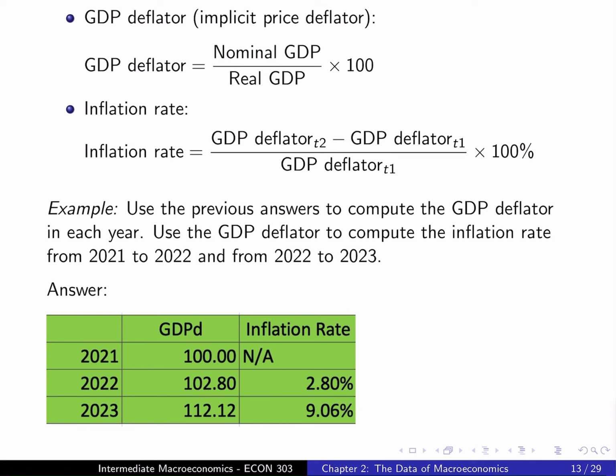Now let's calculate the inflation rate between 2022 and 2023. So we take 112.12 minus 102.8, divided by 102.8, times 100%. That equals 9.06%. I encourage you to try computing the inflation rate for the earlier year as well and verify your results with the solution key. These calculations help us separate changes in output from changes in prices and allow us to measure the inflationary pressure in an economy over time.